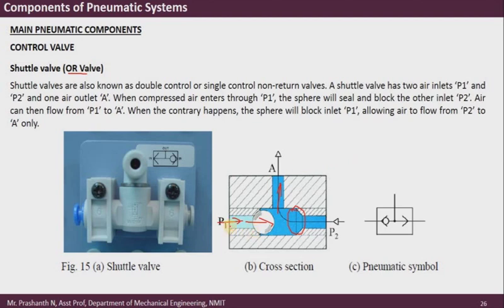So when both are applied, then obviously it takes the higher pressure, whichever has the higher pressure takes precedence over the other port. So that is how it works. So if there is a low pressure coming from P1 and a high pressure from P2, then obviously P2 will be channeled to port A, or vice versa, right?